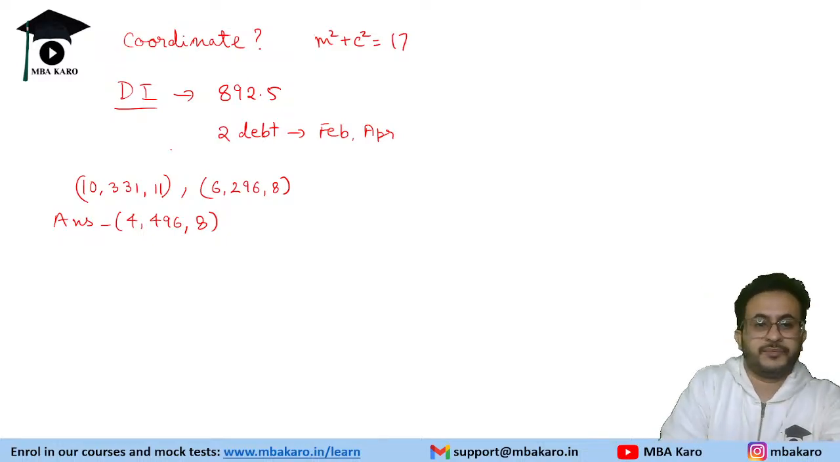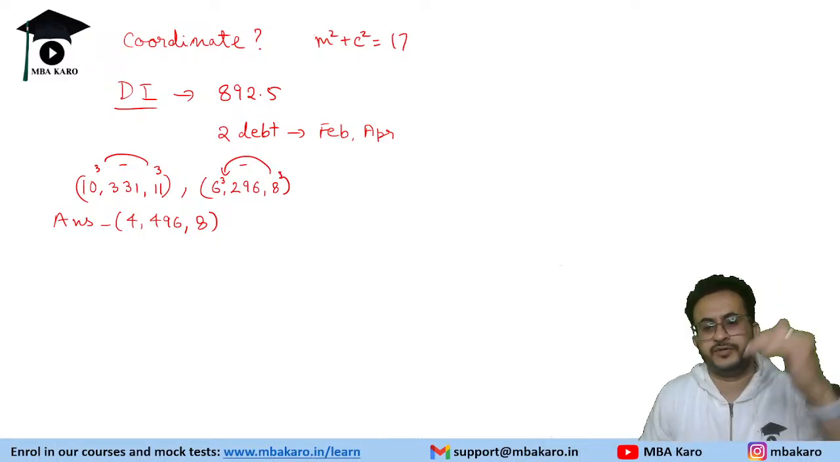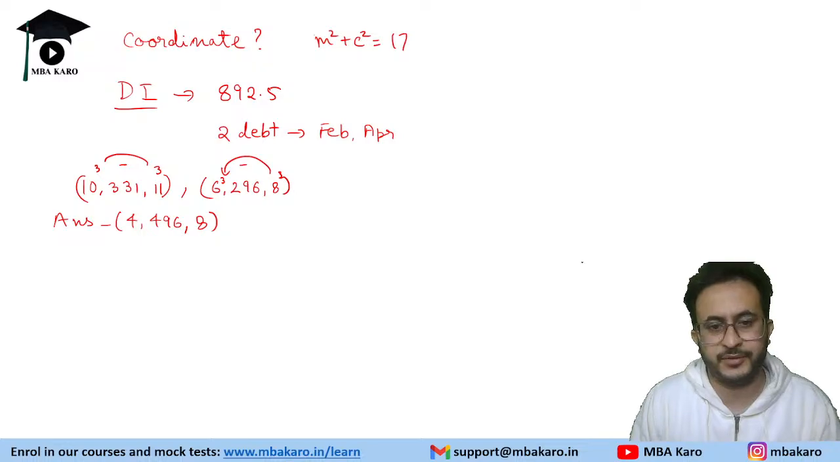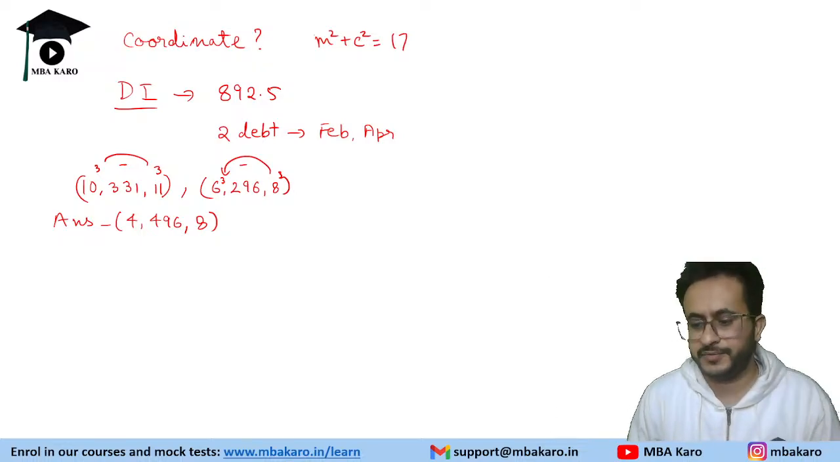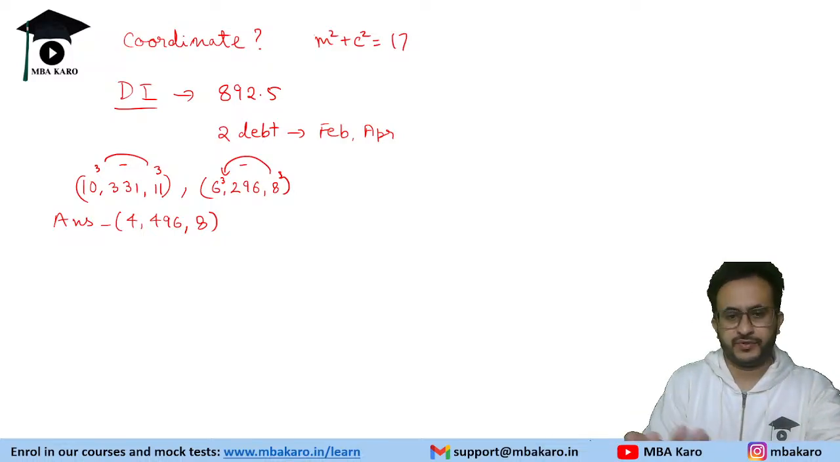What you had to do is take 11 cube and 10 cube and find the difference. 11 cube minus 10 cube is this, and 8 cube minus 6 cube is this. Among the options, you had to test multiple options because this question had 8 options.